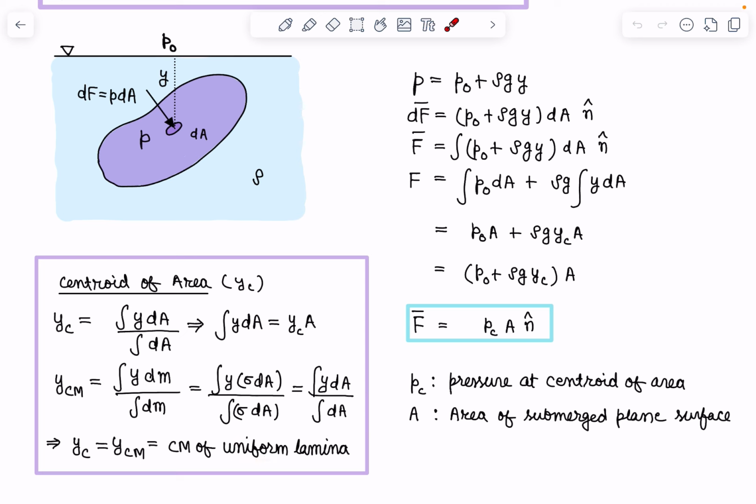Once we have realized that, this integral ∫y dA can be written as y_C A, and y_C will be nothing but the center of mass of a uniform lamina of the same shape as that of the area. So this whole term is with us, that is P naught times A plus rho g y_C times A. When we take A common, we will be left with P naught plus rho g y_C, which is nothing but the pressure at the centroid of the area.